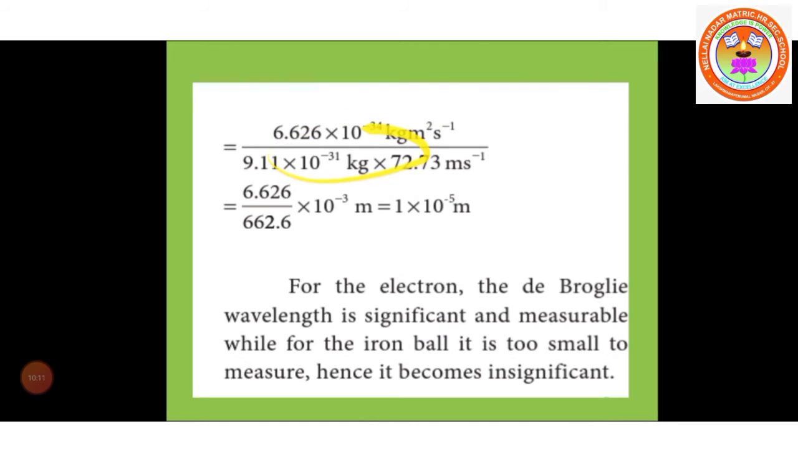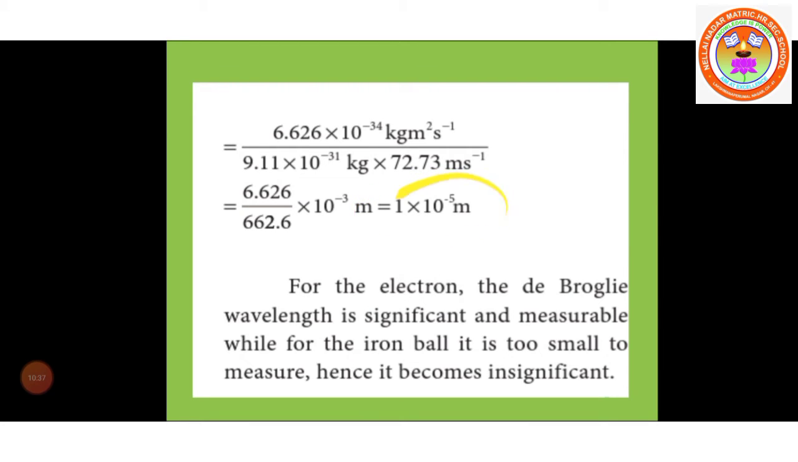Then we simplify that, we will get 6.626 divided by 662.6. So we have to cancel out 0.001 and 10 to the power of minus 3. Okay, we multiply that, we will get 1 × 10 to the power of minus 5 meter.